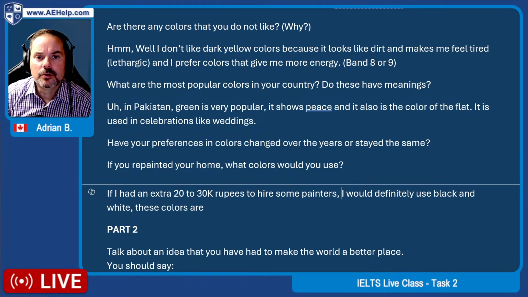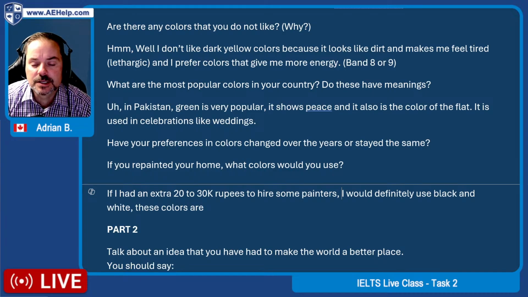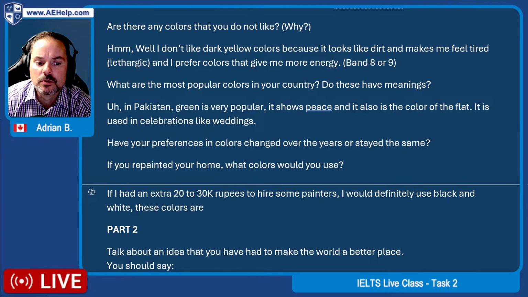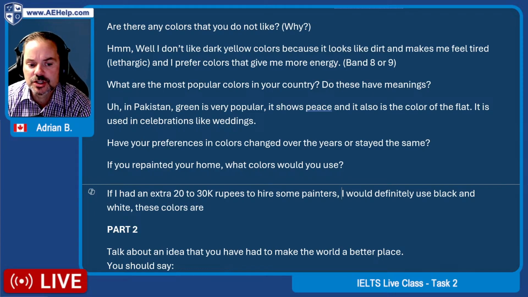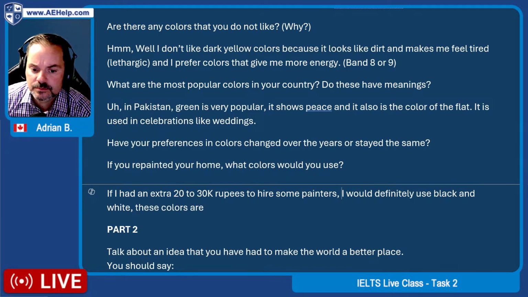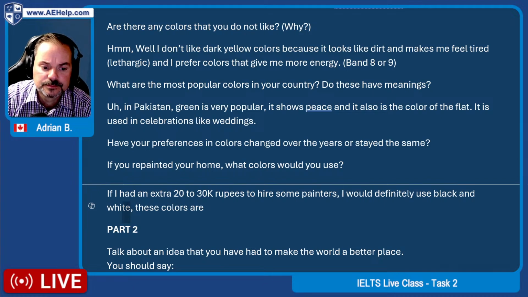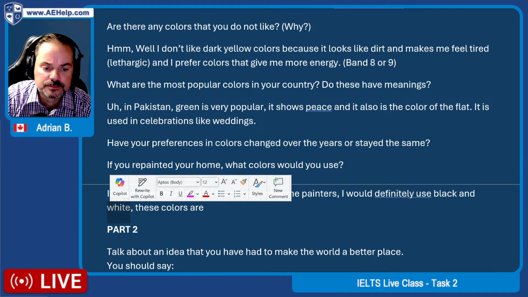So if I had an extra 20 to 30,000 rupees to hire some painters, I would. Adding that full condition really shows the examiner that you've got very clear, coherent communication. So one more time, if you repainted your home, what colors would you use? If I had 20 to 30,000 rupees to hire a good painter, I will definitely use black or pinkish color to make my room fresh, calm, and feel more confident.